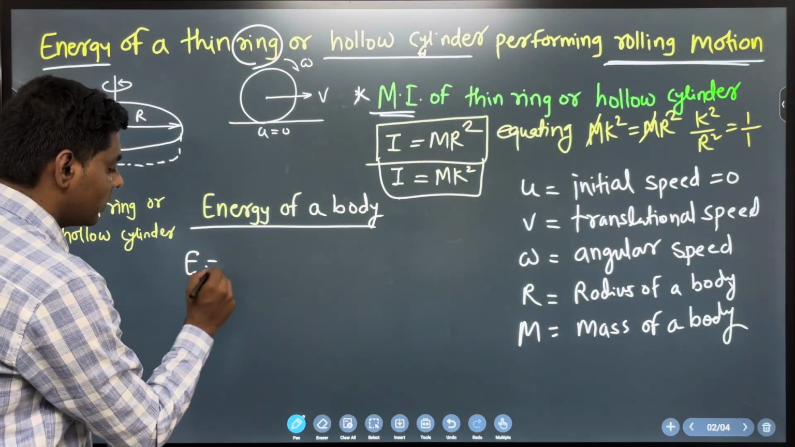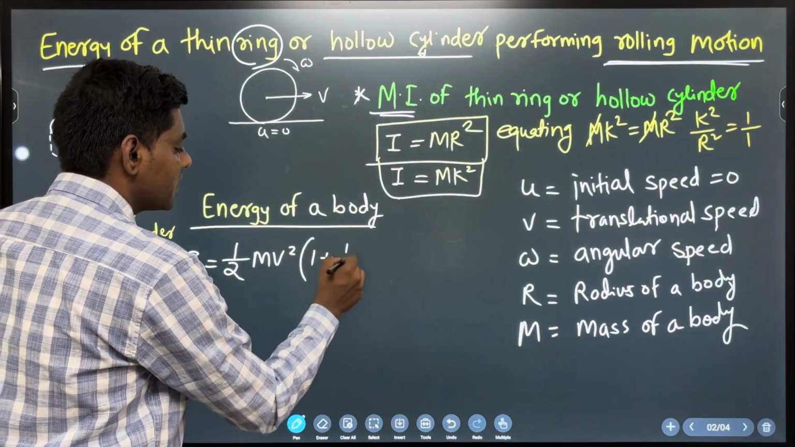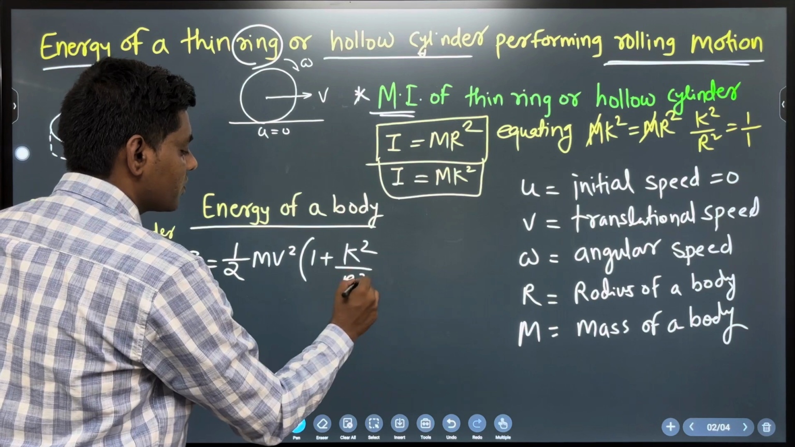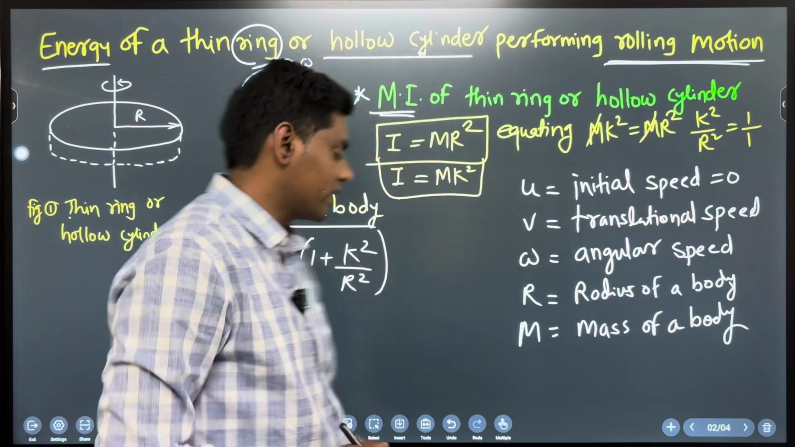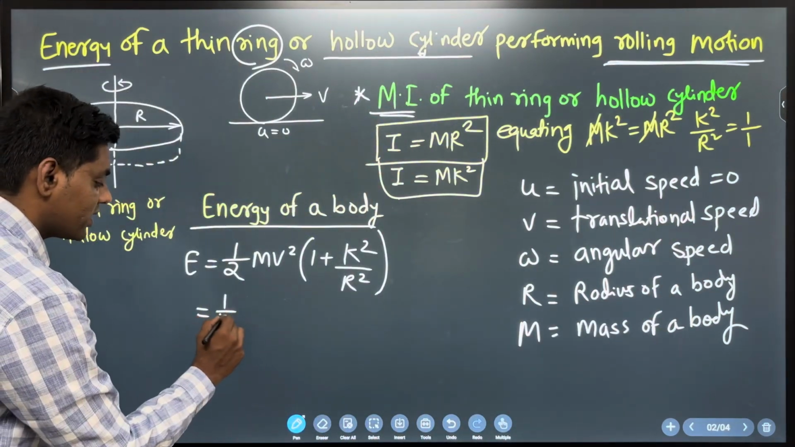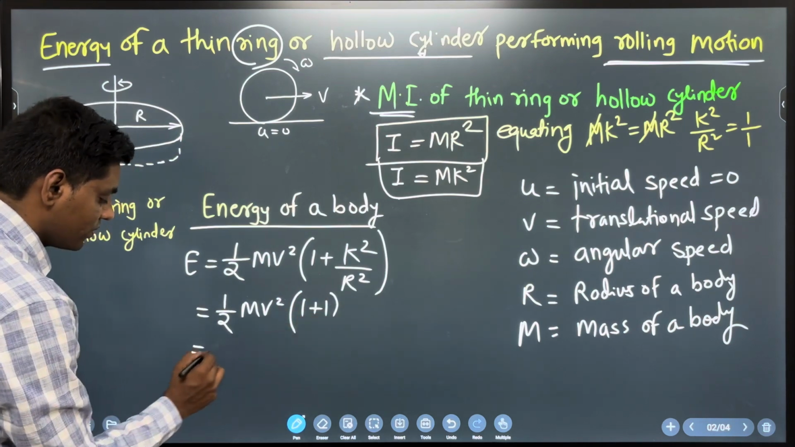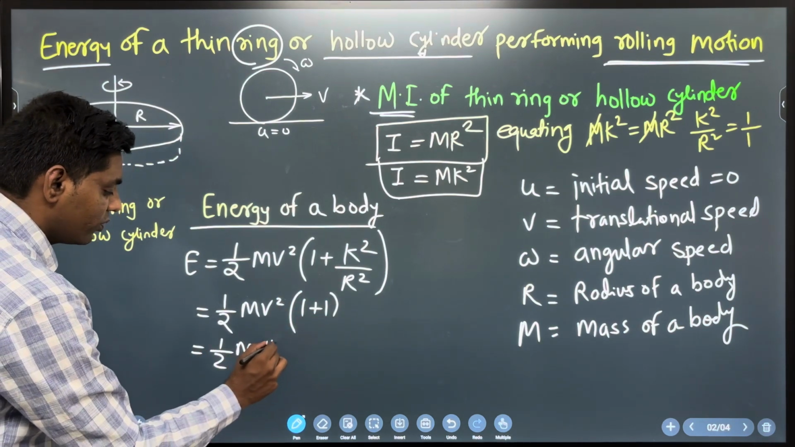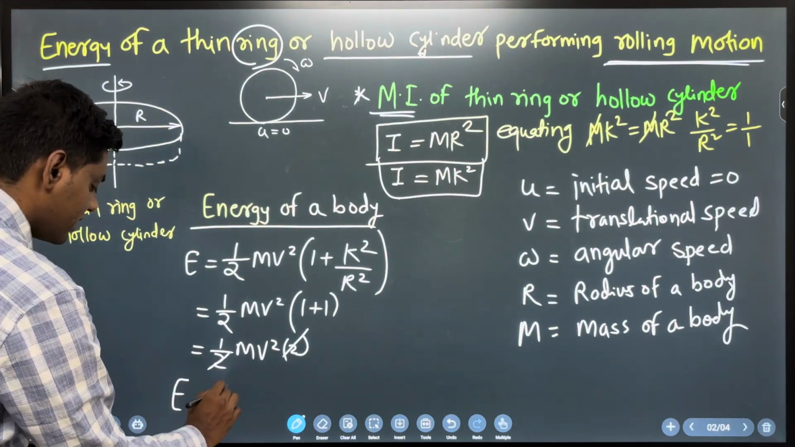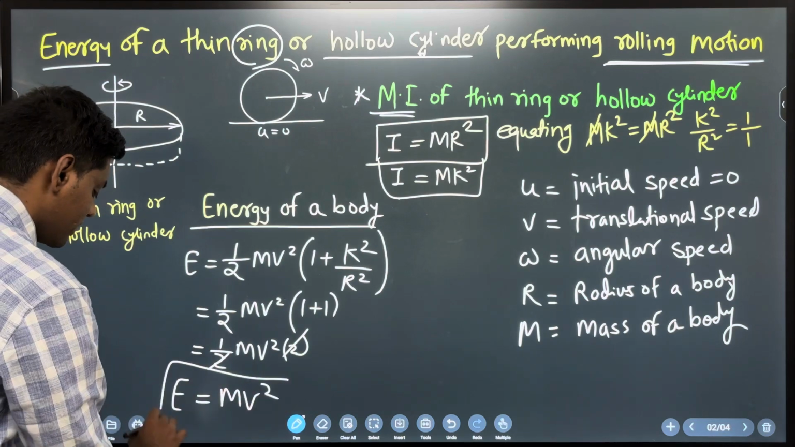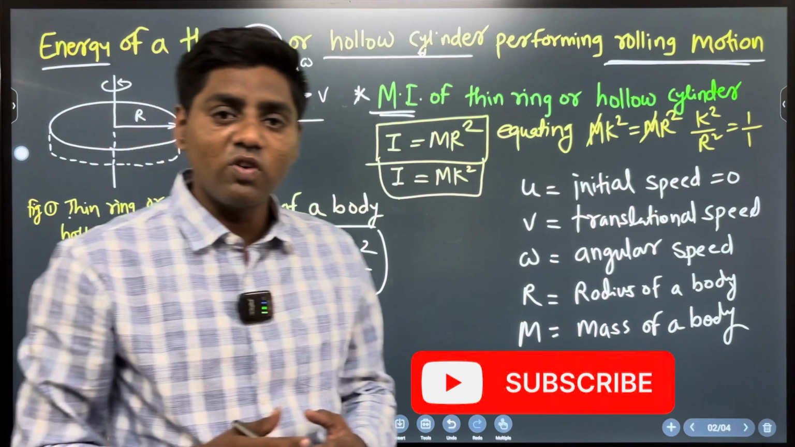Now, as we know, the formula for the energy of a body performing the rolling motion is E equal to half mv square into bracket 1 plus K square divided by R square. Substitute the ratio K square by R square, that is 1:1. So we get half mv square into bracket 1 plus 1, that is 2. So half mv square into 2, the 2 gets cancelled, and the final answer is mv square. This is the energy of a ring or hollow cylinder performing the rolling motion.